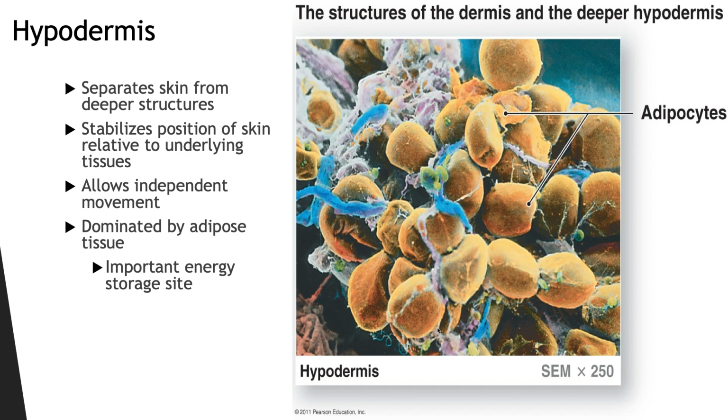Beneath all of these things, you have the hypodermis, which, remember, is not technically a part of the integument, but the hypodermis separates skin from the deeper tissue structures. It helps to stabilize the position of the skin in relation to underlying tissues, such as skeletal muscles or other organs, while also permitting independent movement. But because it's often dominated by adipose tissue, the hypodermis also represents an important site for insulation, cushioning, and the storage of energy reserves.